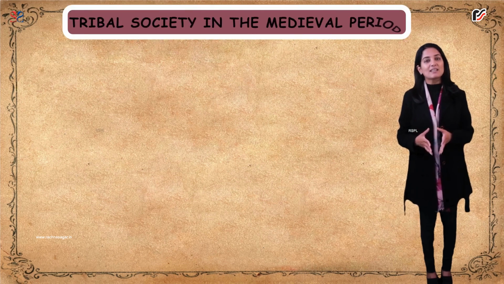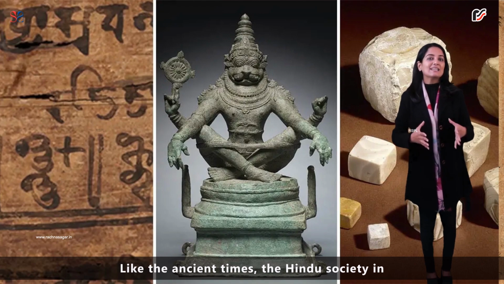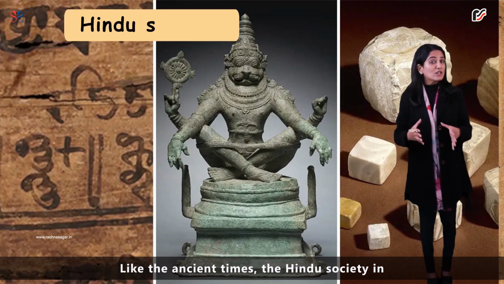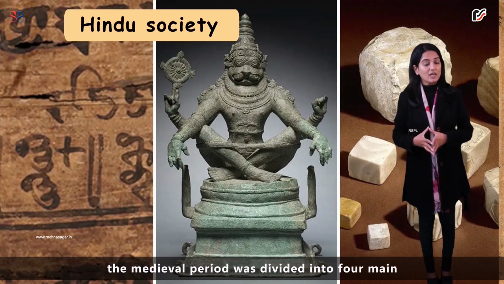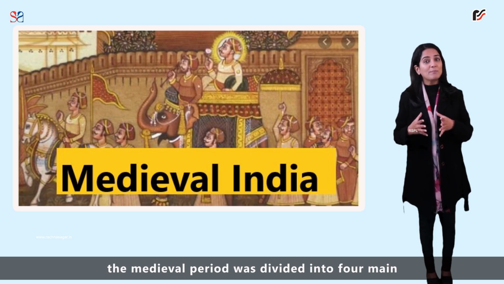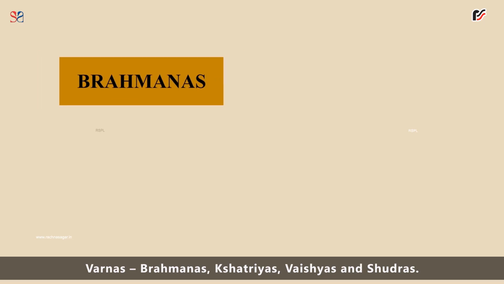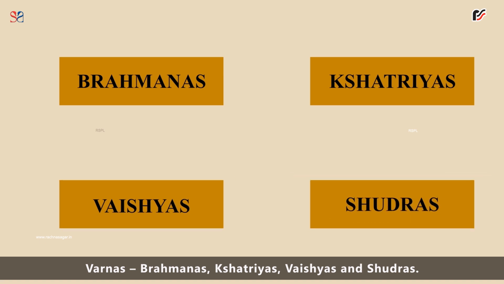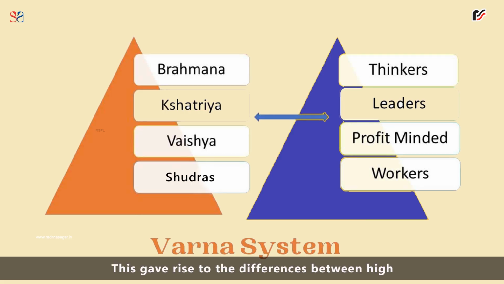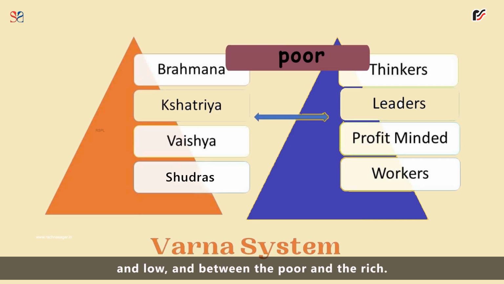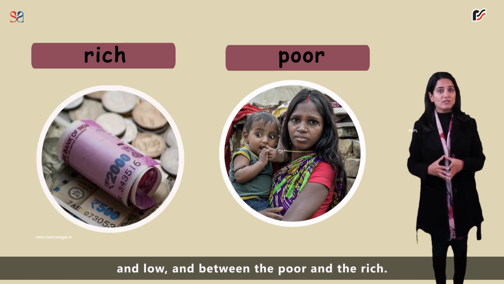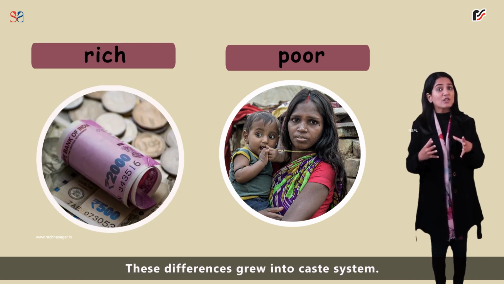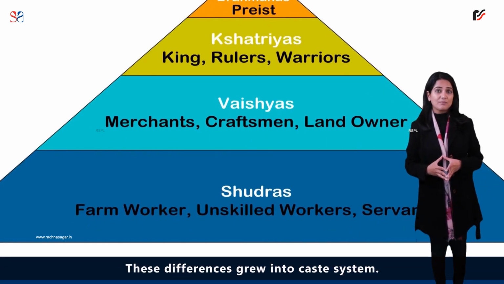Tribal society in the medieval period. Like the ancient times, the Hindu society in the medieval period was divided into four main varnas: Brahmanas, Kshatriyas, Vaishyas, and Shudras. This gave rise to the differences between high and low and between the poor and the rich. These differences grew into the caste system.